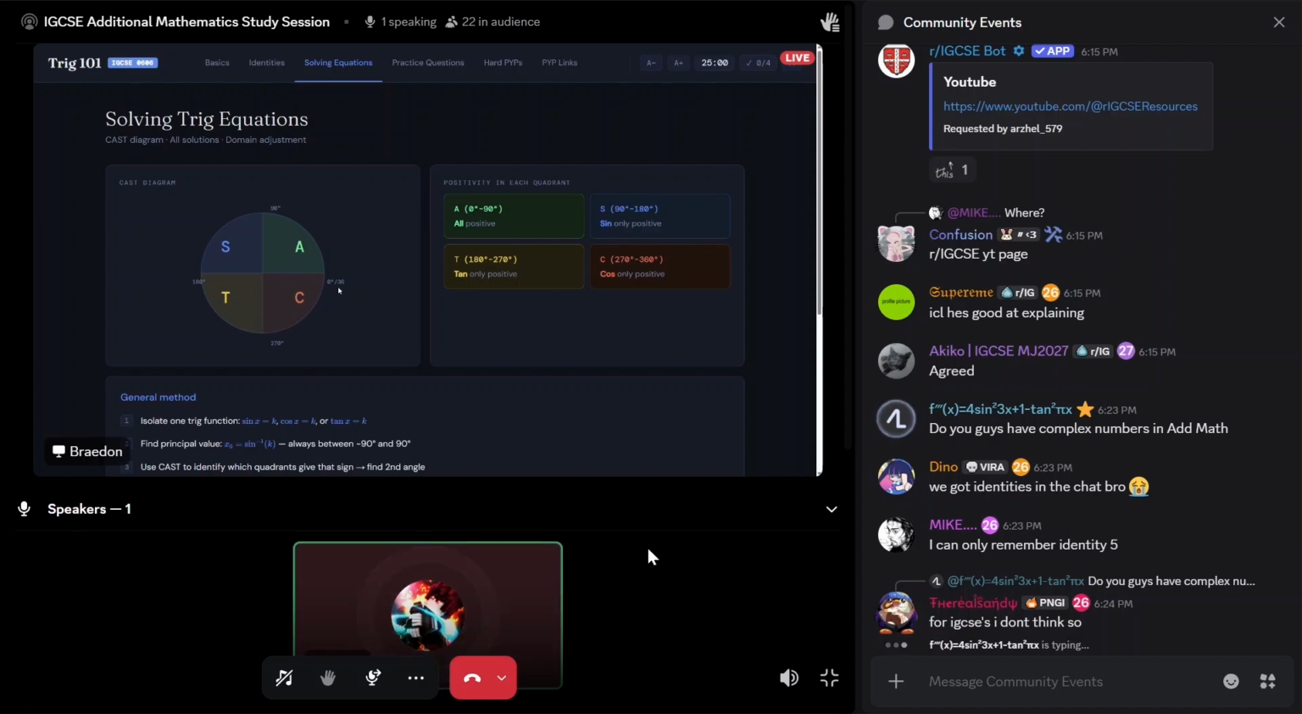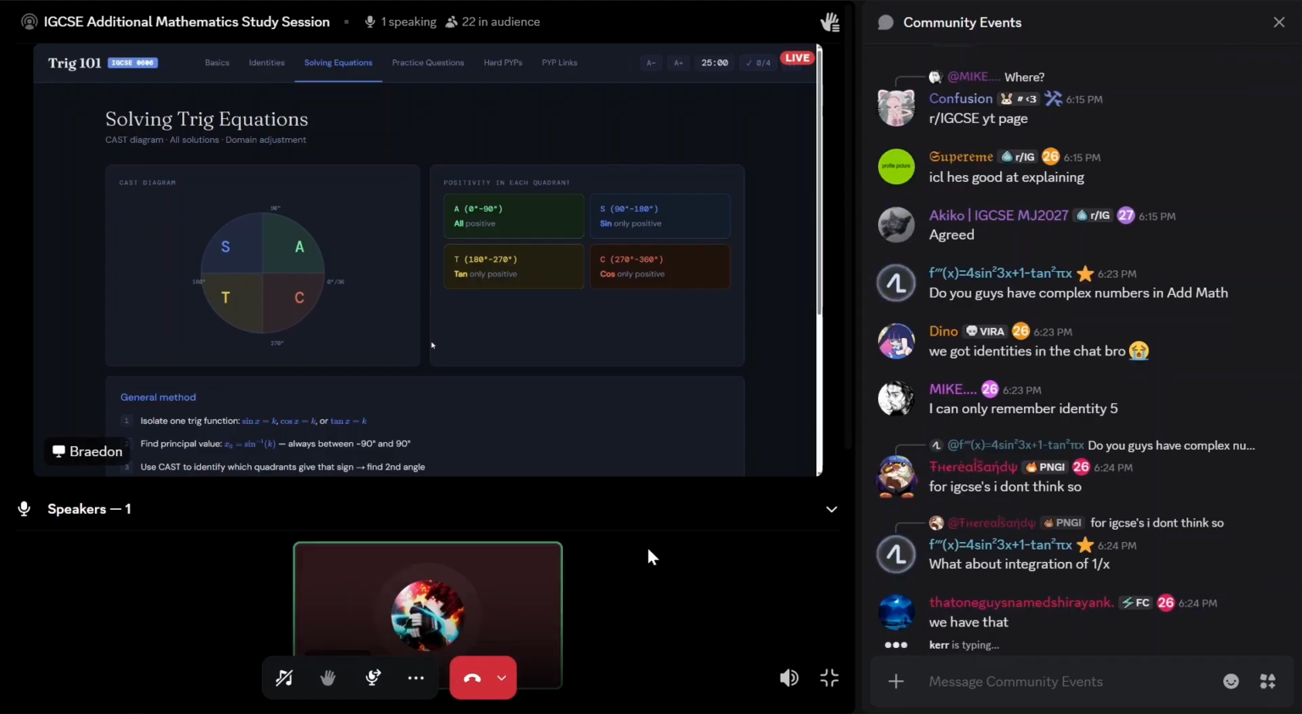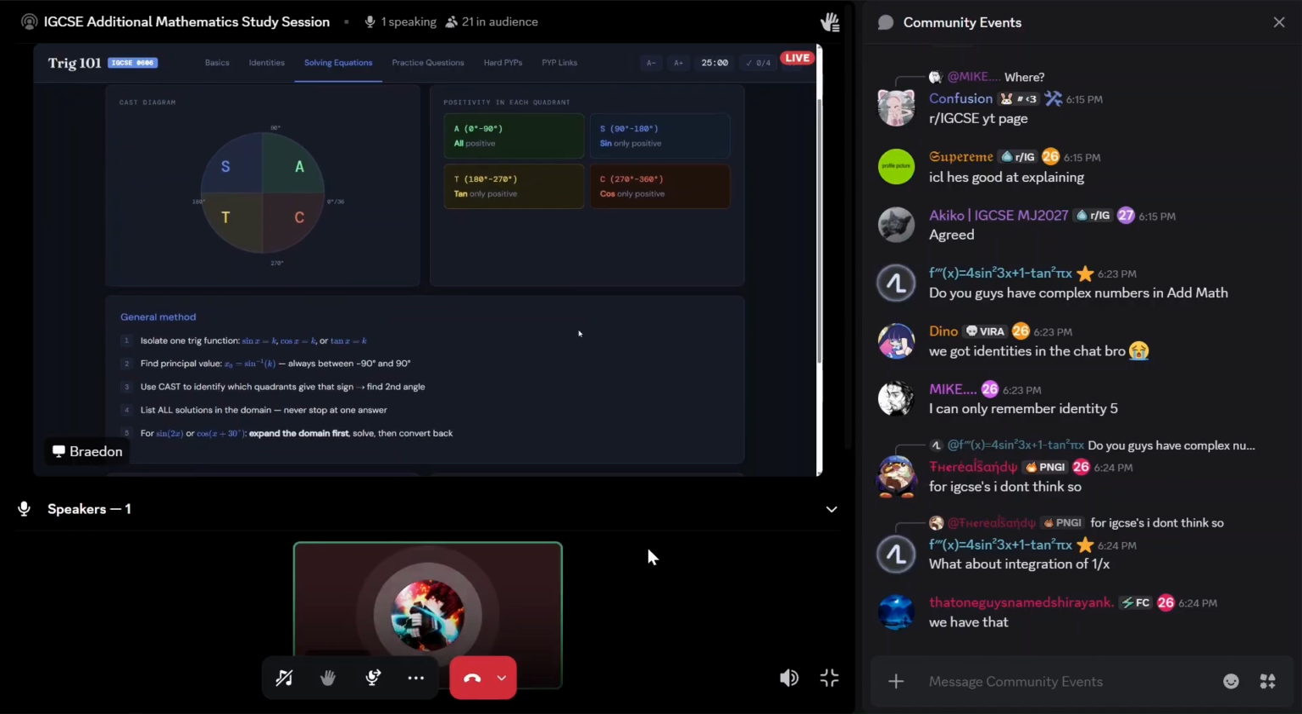It's really helpful. So just remember A: A is all positive, S is only sine positive, T is only tan positive, and C is only cos positive. So ASTC, ASTC, ASTC. That's why when you solve a trig equation, there are multiple answers. Technically, if you don't give it a domain, there are infinite answers. So this is a really simple method where you find a principal value, and then you use that value to find all the other values.